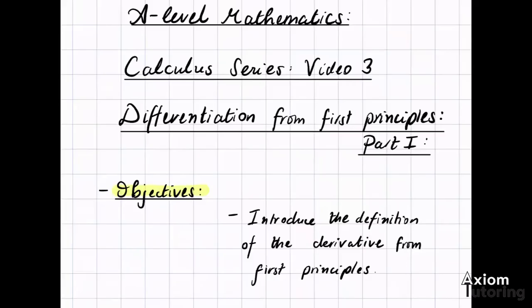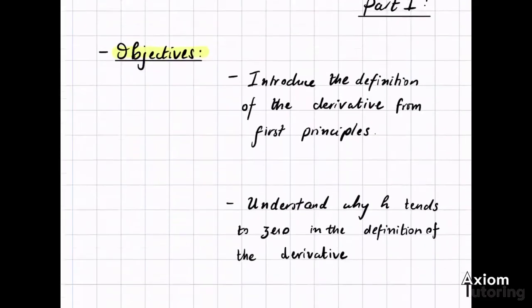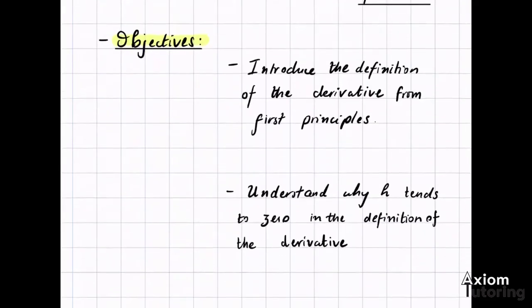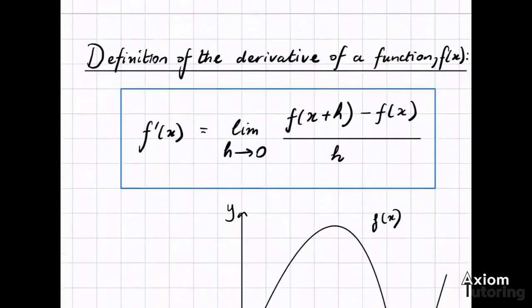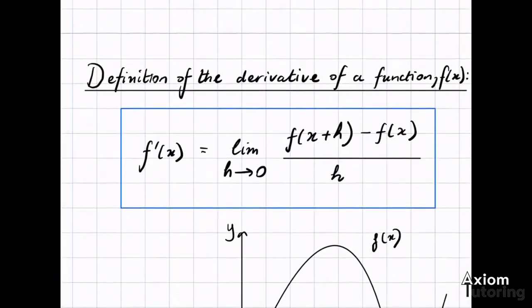In this video we're looking at differentiation from first principles, and this is part 1. Our objectives for this video are to introduce the definition of the derivative from first principles and to understand why h tends to 0 in our definition of the derivative. So let's first have a look at the definition of a derivative here.